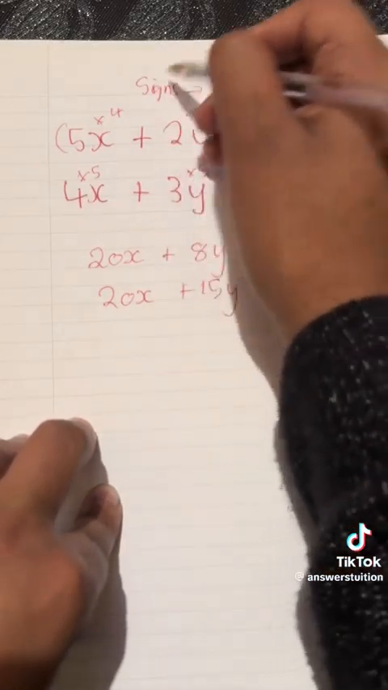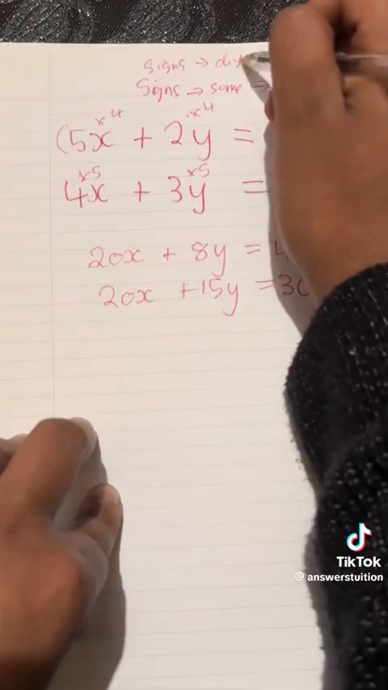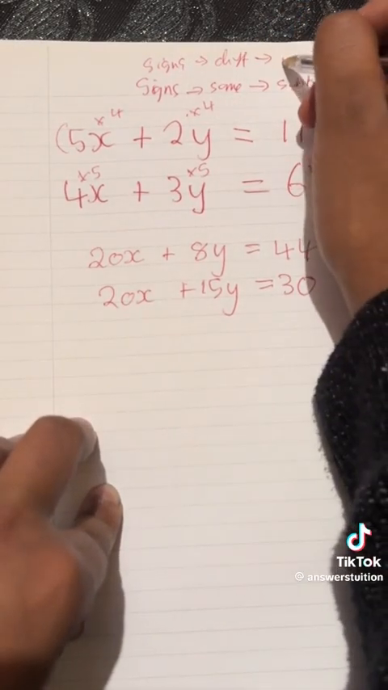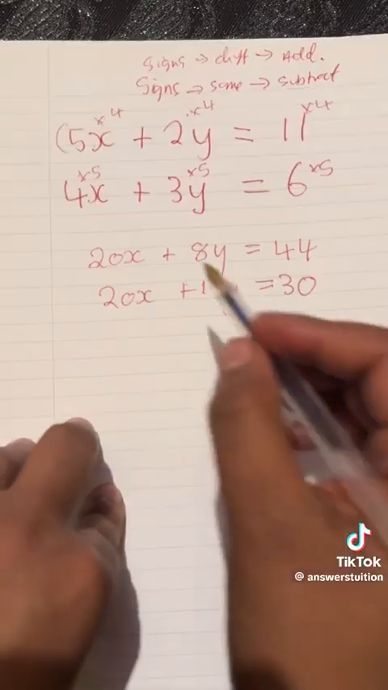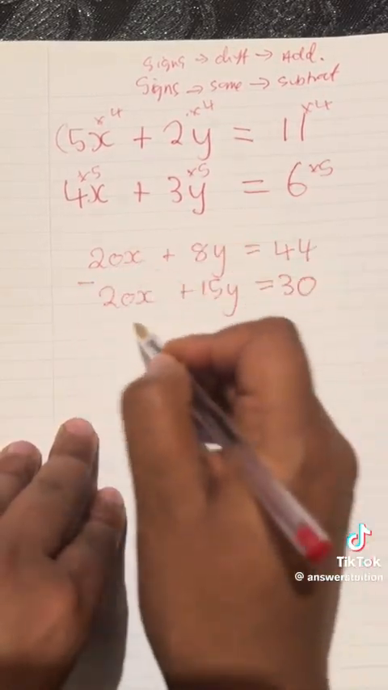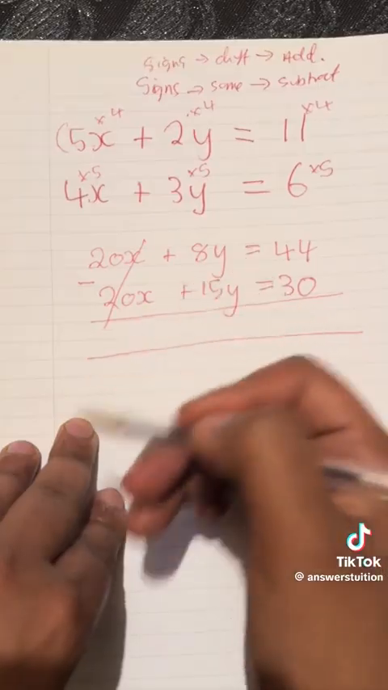Now look, if the signs are different, what do you think we do? Come on, guys. Add. Well done. Good. You understand? So in this case, obviously, the signs are the same, so we subtract, boom, go like that. Boom. So this take away that is gone. We're left with nothing, right?